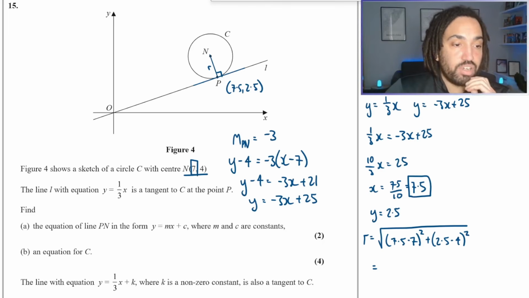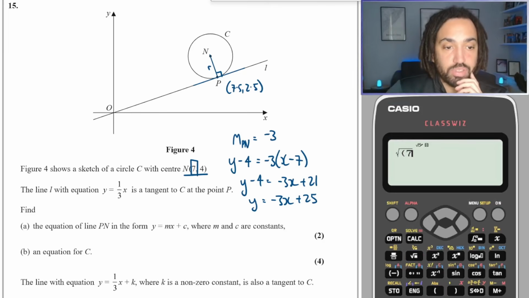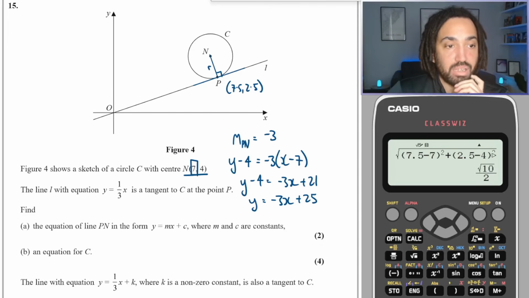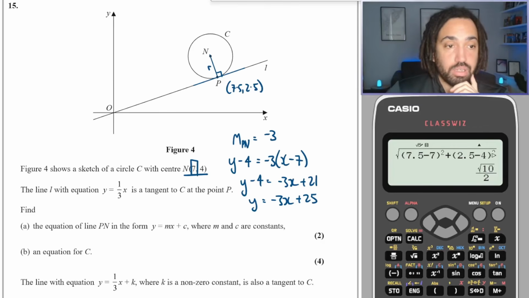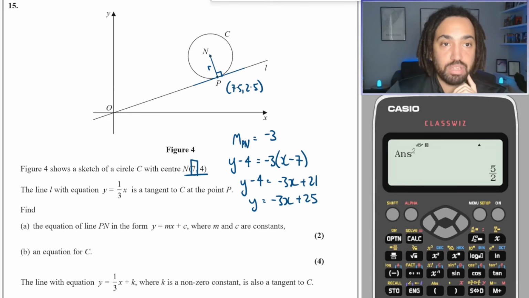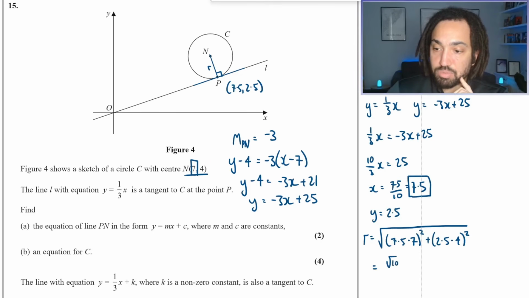Okay, so let's find the radius then. I have to use my calculator for this. It was the square root of 7.5 minus 7 squared plus 2.5 minus 4 squared. Okay, so I get the square root of 10 over 2. Fine. And in fact, I'll just square that to get what r squared is, because we need that for the equation of the formula. That is 5 over 2. Okay. So the radius was root 10 over 2.